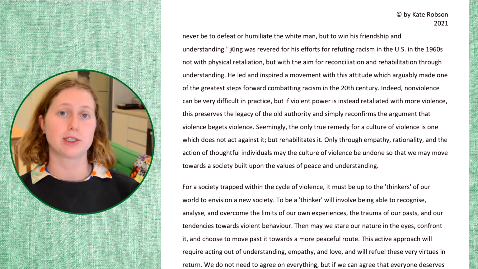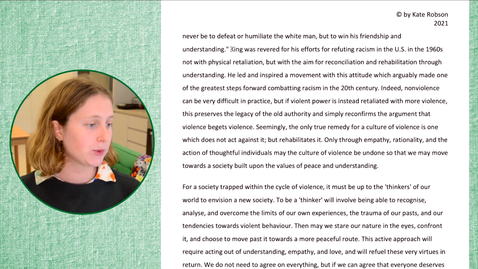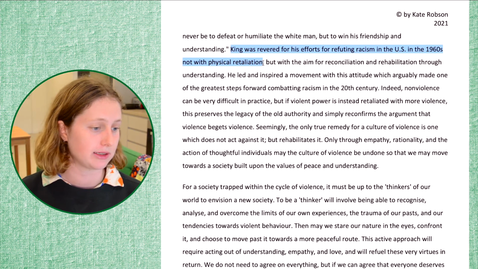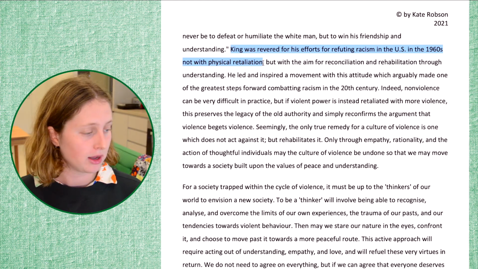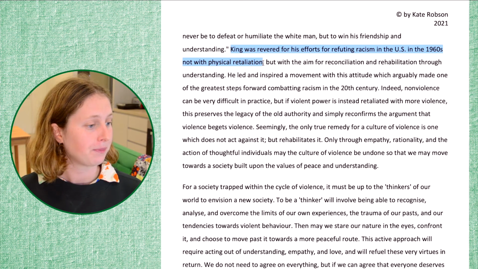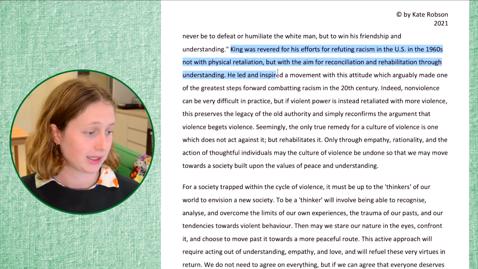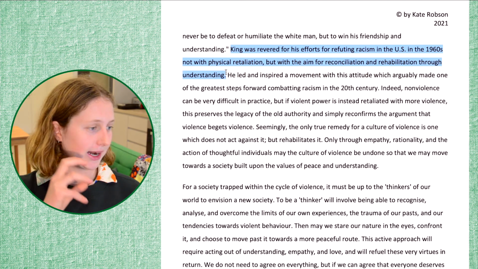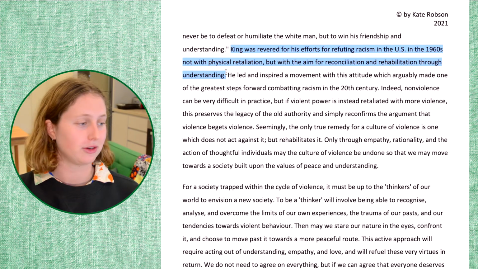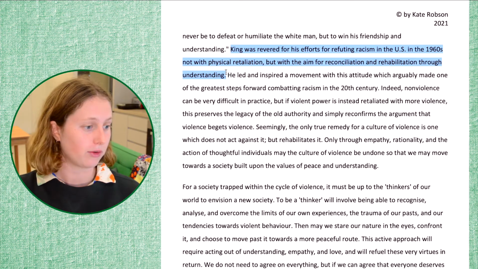All right, then I go on to explain my example. And I say, King was revered for his efforts for refuting racism in the US in the 1960s, not with physical retaliation, but with the aim for reconciliation and rehabilitation through understanding. That's just explaining the quote in another way. And I didn't need to know a lot about Martin Luther King Jr. to say that, but it makes a lot of sense in the context, and it's not false, so that's fine.